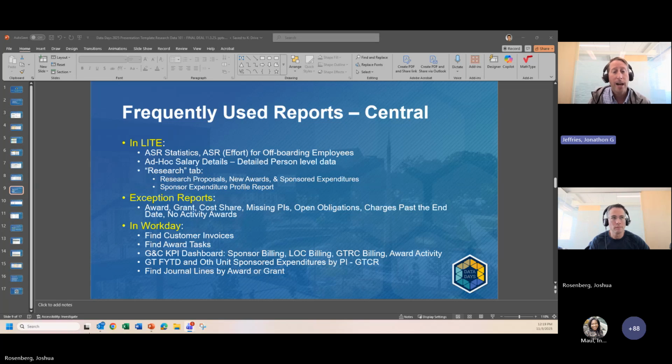On the same thing, for salary data, there is the ad hoc salary details report in Light that's super, super helpful. At the individual level, you want to see where my time is charged. At the department level, you want to see all of your grants and contracts, or you want to go to a grant and see what time is charged to it. You can go to individual or detailed, and you can run that with a lot of different filters. You can run the report for whatever time frame you want.